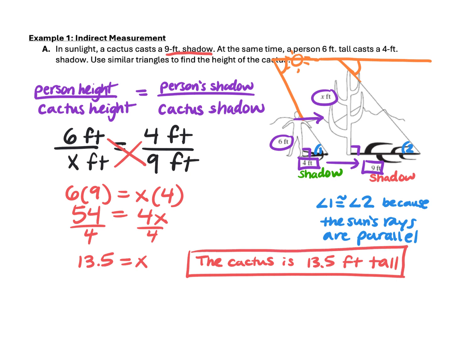At minimum, you need to include the unit. So if I wanted to skip writing the sentence and just write 13.5 feet, that would be fine as well.